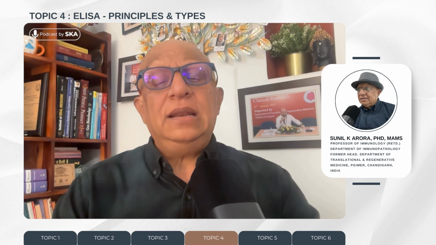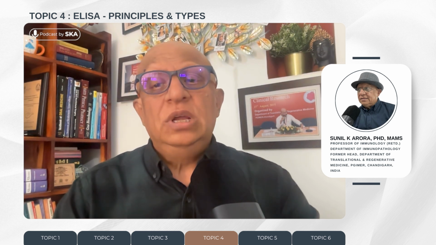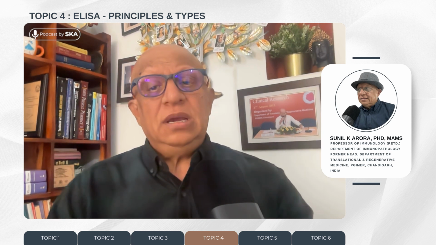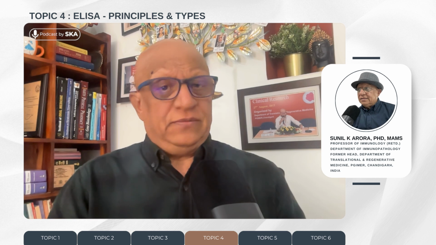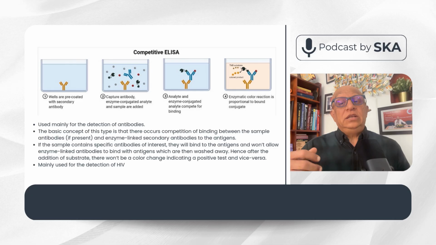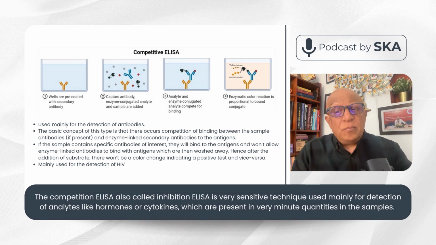And then all these three types of ELISAs can basically be converted into a competitive kind of ELISA. The competition ELISA, also known as the blocking ELISA or inhibition ELISA, is perhaps the most complex of all the ELISA techniques, and you can basically adapt any one of these, direct, indirect, or sandwich ELISAs, into a competitive format also.